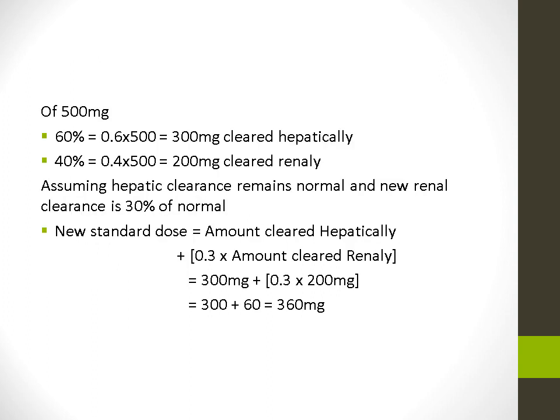So, 60% of hepatic clearance means 60% of 500, which is 300 mg. 40% is cleared renally, 40% of 500 is 200 mg. Assuming that the hepatic clearance is normal, the new renal clearance is 30% of normal. So, new standard dose is amount cleared hepatically plus 0.3 or 30% of amount cleared renally, which is 300 mg plus 0.3 into 200 mg, which is equal to 360 mg. That is the new standard dose that needs to be delivered to this patient. Thank you.